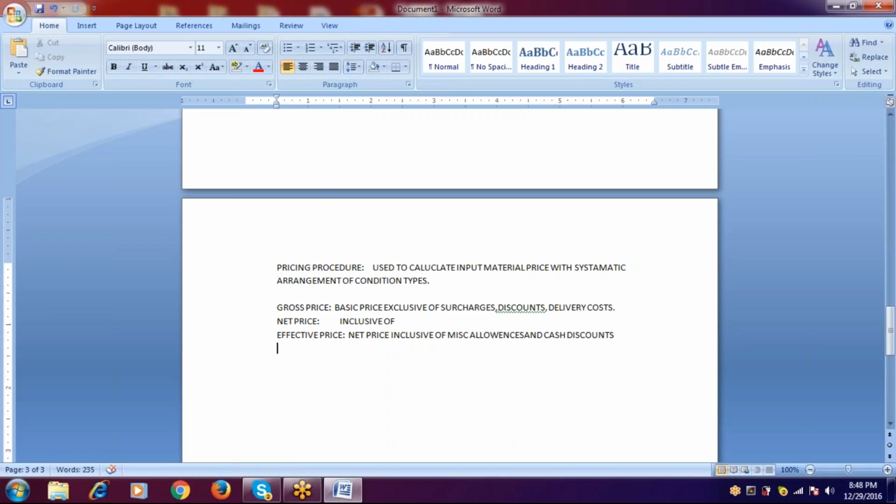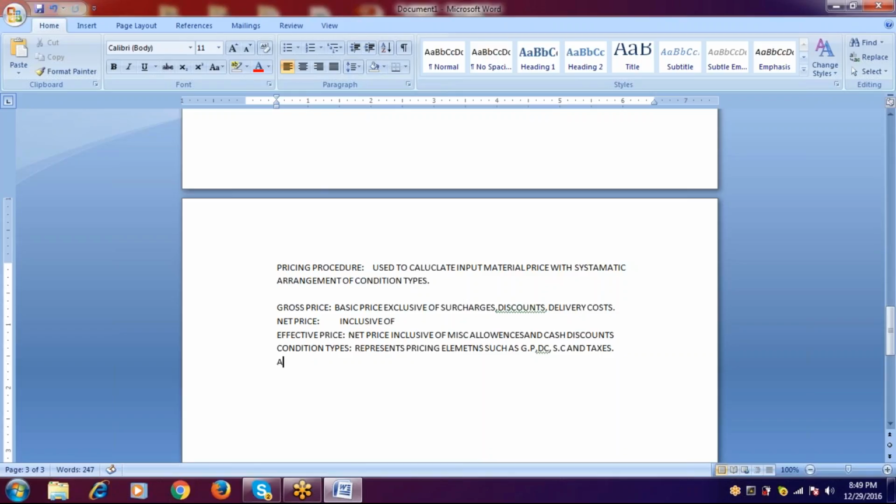And we also need to know about the condition type. What is that condition type? Condition type simply represents pricing elements, such as GP, that means goods price, and DC, the delivery cost, as well as surcharges and taxes. All of these things are taken from the condition groups.